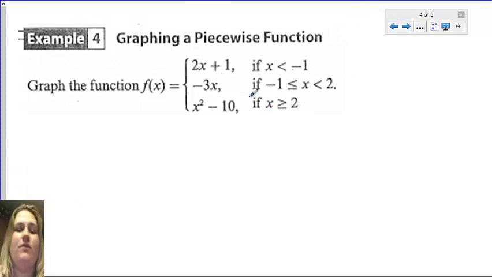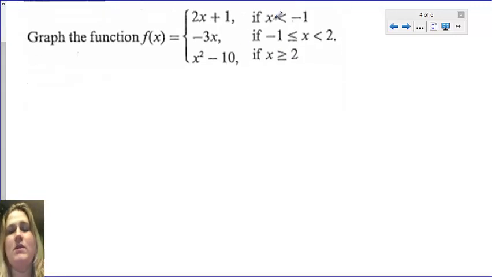On example 4, it wants us to graph the function for f of x. Whenever we want to graph these, we have to come up with a table to help us do that so that we don't make a mistake. So since the first one is talking about x less than -1, a number less than -1 would be -2.